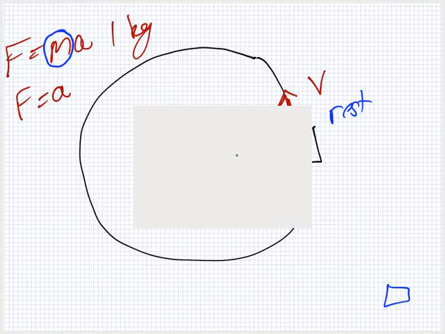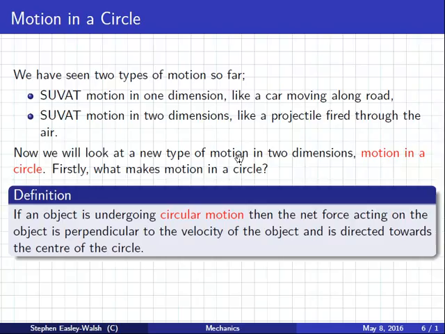Right, so the formal definition which you will need for the exam is this. If an object is undergoing circular motion, then the net force acting on the object is perpendicular to the velocity and is directed towards the center of the circle. Oh, I already drew it. Nice.